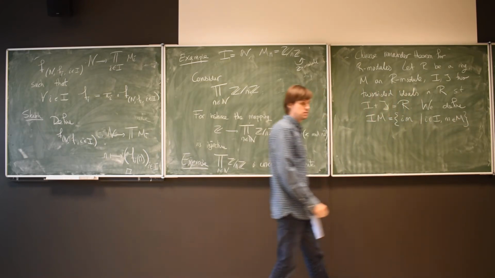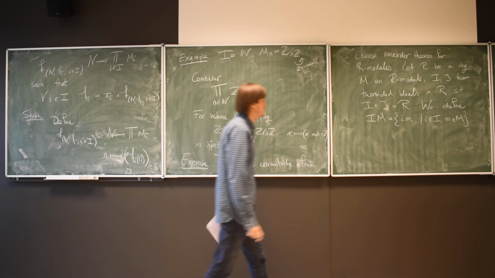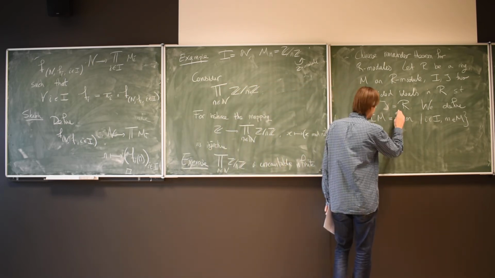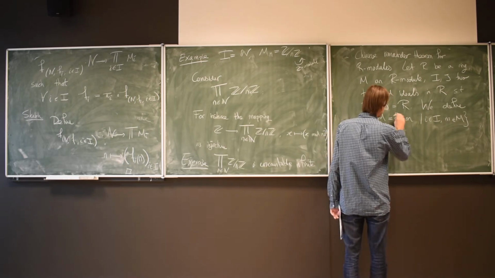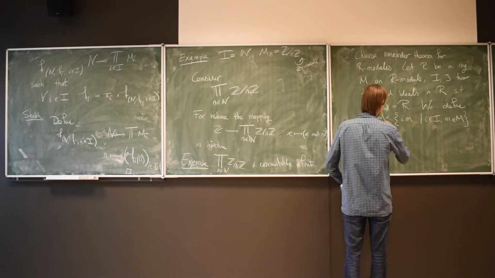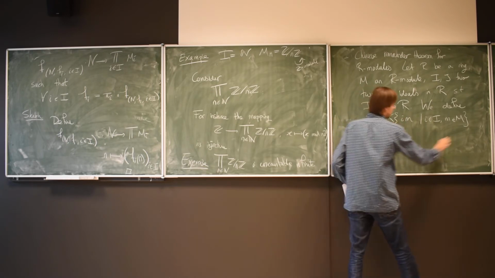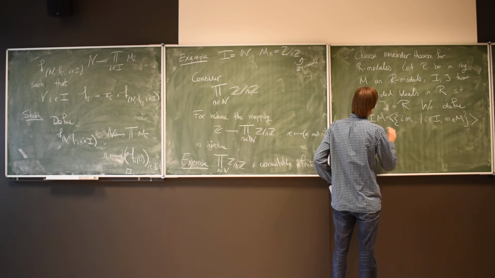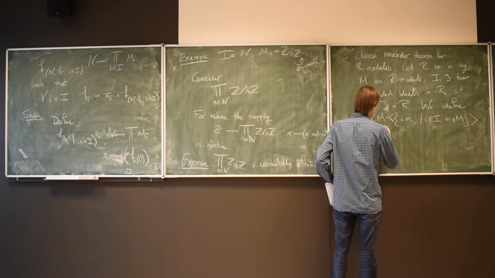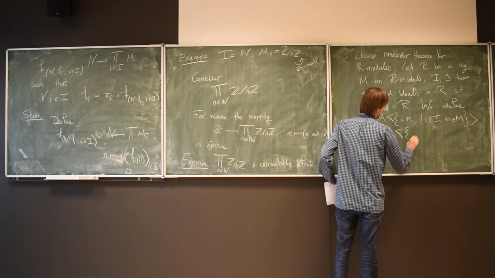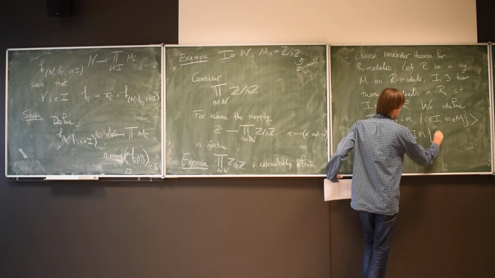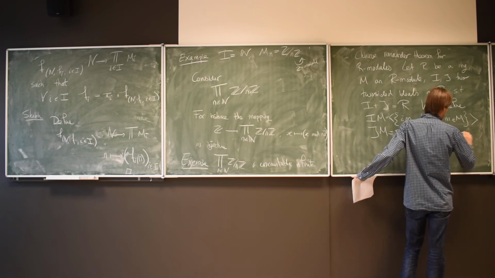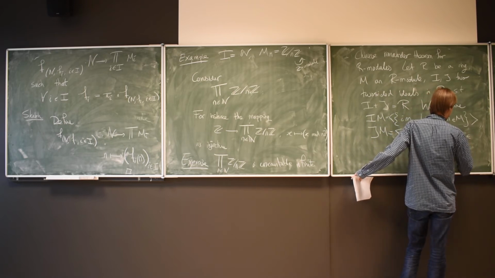So if you think about it, you realize that this is indeed an R-submodule of M. And J times M is the thing generated like this, by j times m, with j in J and m in M.